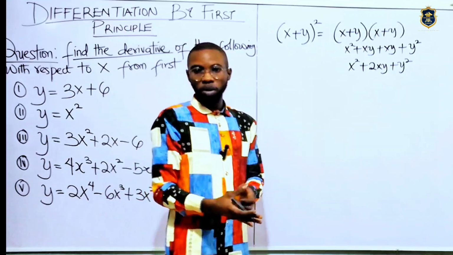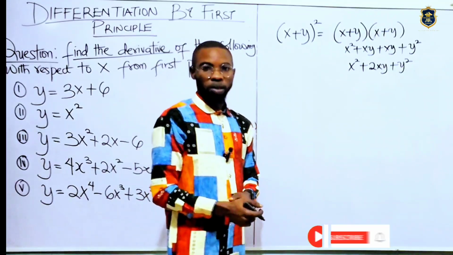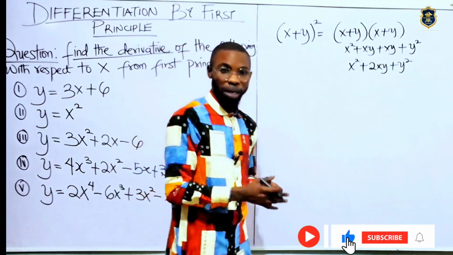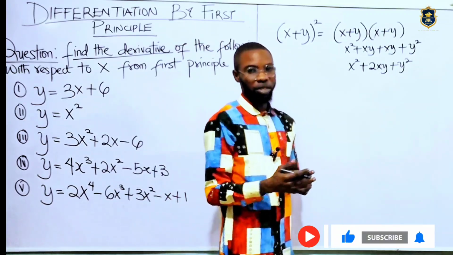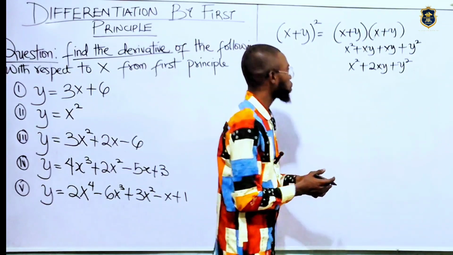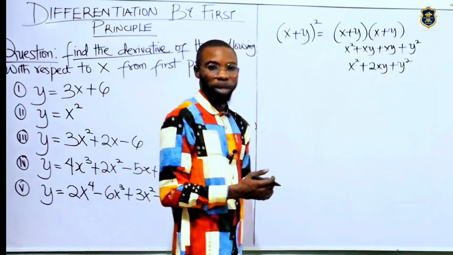Or let me expand your memory on how this is being solved. Right? So look at this, what we call binomial expansion. Binomial expansion with regard to Pascal's triangle. Are you getting it now? So how do we expand this using binomial expansion?